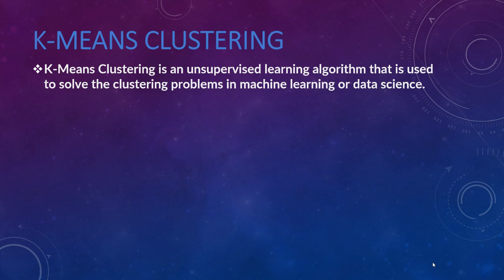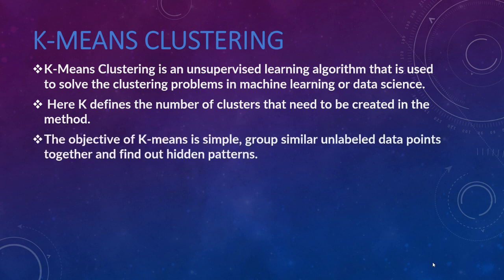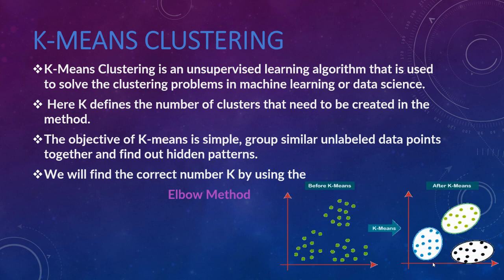K-means clustering is an unsupervised learning algorithm that is used to solve clustering problems in machine learning or data science. Here K defines the number of clusters that need to be created in the method. Now the objective of k-means is simple. We have to group similar unlabeled data points together and find out the hidden patterns. We will find the correct number of K by using the elbow method. As you can see, the first image shows before k-means and the second one after.